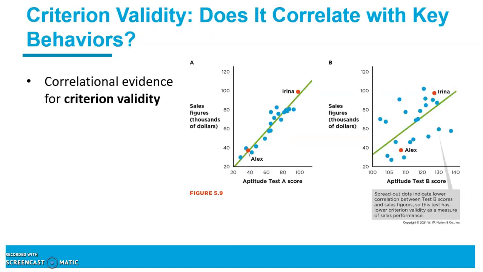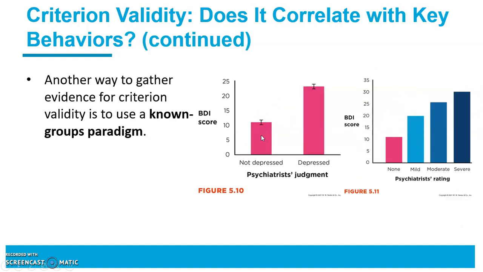Criterion validity, this is where you correlate it with key behaviors. If there are behaviors out there that you would expect to correlate with, like if there's an aptitude test, maybe this is aptitude in doing sales, well, then you should expect that to correlate with how much money somebody makes when doing sales. Again, here's the spread out pattern that indicates lower criterion validity versus this, which is very tight.